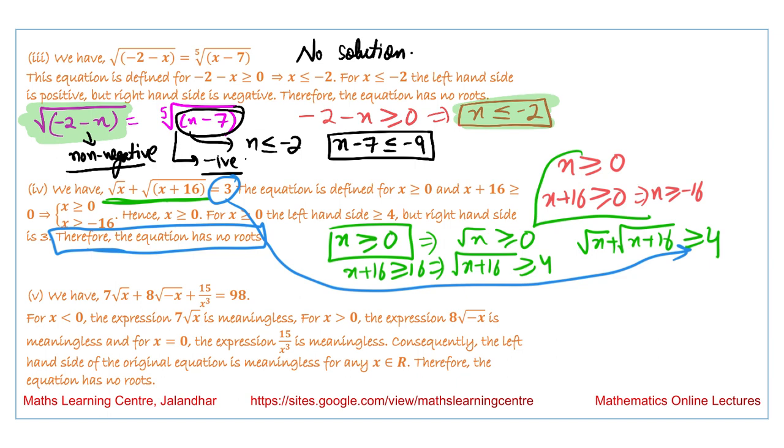Next is 7 root x plus 8 root minus x plus 15 by x cube is equal to 98. From this term we are saying x should be greater than or equal to 0. From this term we are saying minus x should be less than or equal to 0. And from this term we are saying that x cannot be equal to 0. If x is greater than or equal to 0 and x is less than or equal to 0 are both satisfied, we will have x equal to 0. But from the third condition, we are saying x is not equal to 0. So all these three conditions are never satisfied simultaneously.